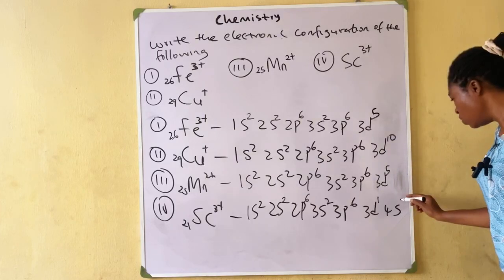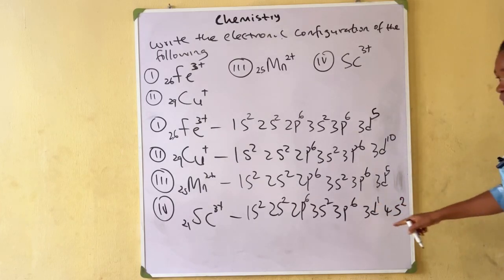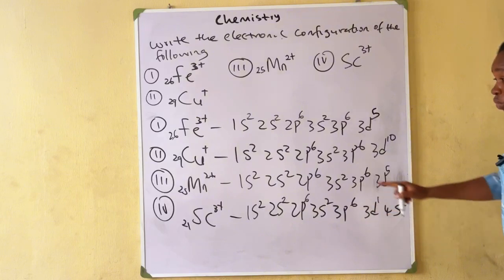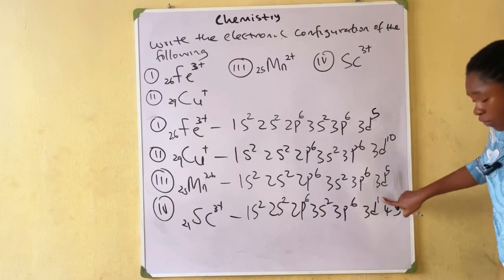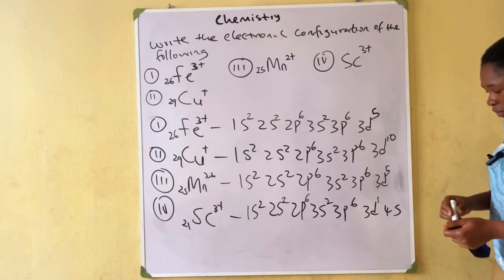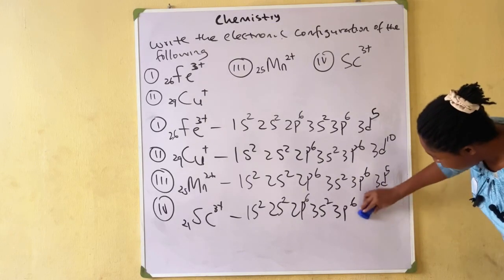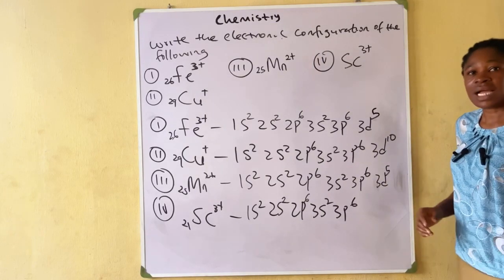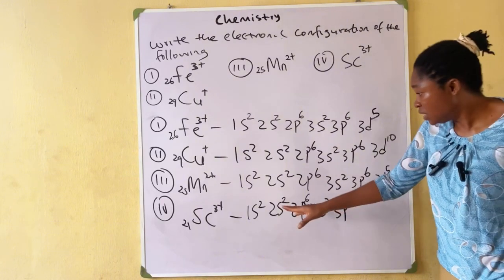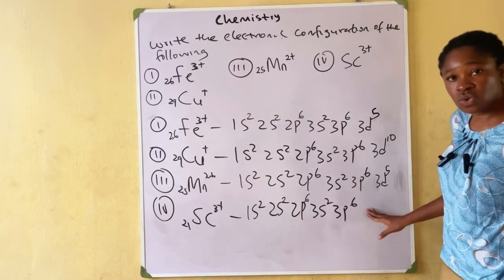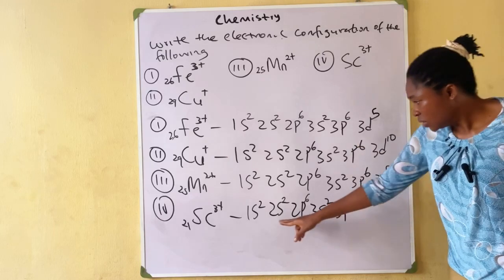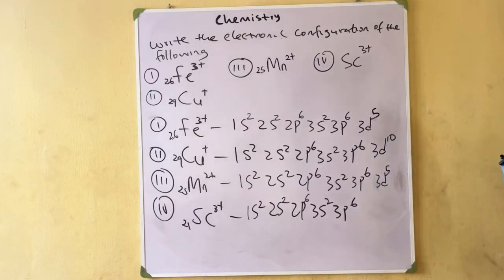This is a neutral scandium atom. It's going to lose 2 from 4s and 1 from 3d1. So for scandium 3 ion, there's no 3d and there's no 4s, so there's no configuration for it.